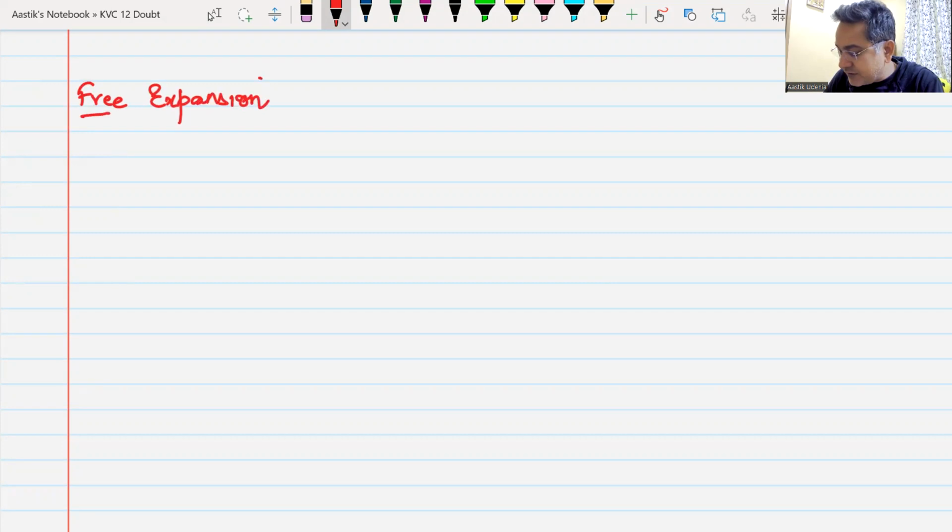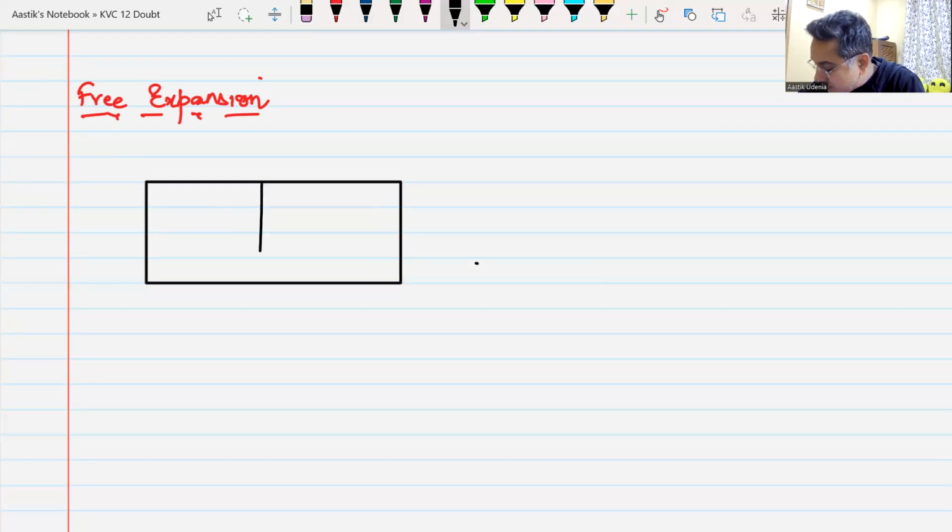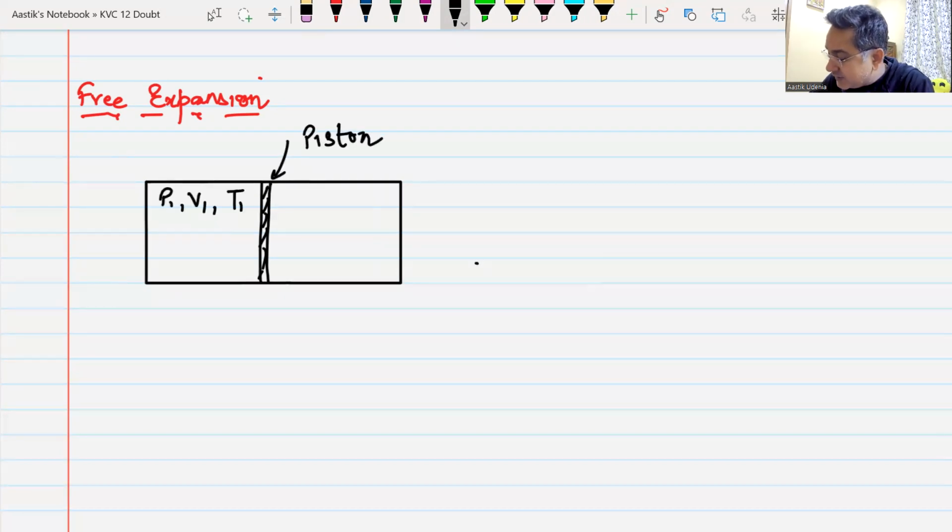Now, in this process of free expansion, you have a chamber in which this process takes place. This chamber is insulated, and you have one piston in this, and we have a gas here at pressure P1, volume V1, and temperature T1. And this side you have something known as a vacuum. This side there is nothing but vacuum.